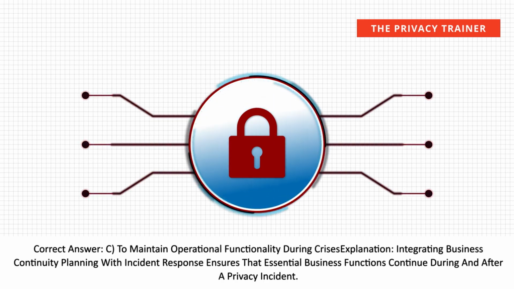Correct answer, C. To maintain operational functionality during crises. Explanation. Integrating business continuity planning with incident response ensures that essential business functions continue during and after a privacy incident.